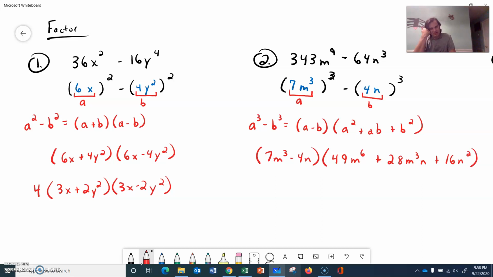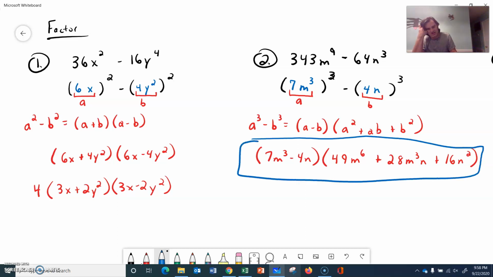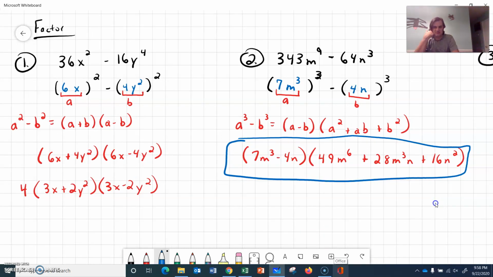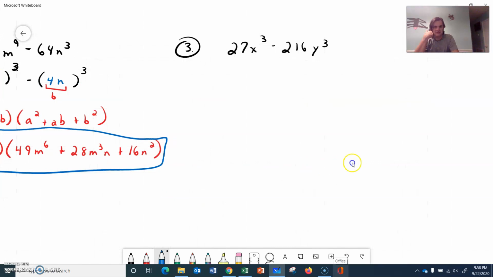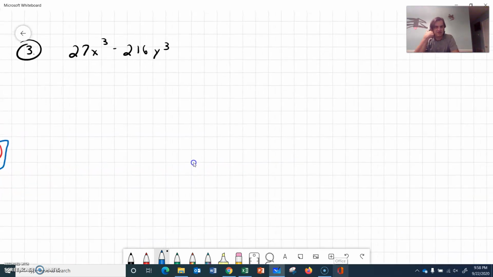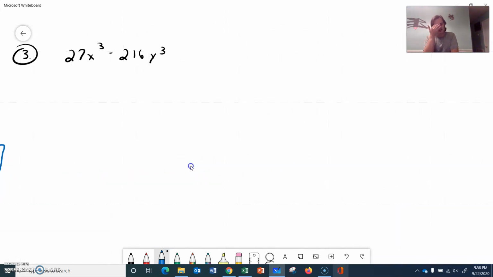And while that's fairly lengthy, you could go back and use the distributive property on this, multiply everything out, and some like terms should cancel out and give you exactly what you want. Okay, one more example here. Let's see here. 27x cubed minus 216y cubed. Once again, these are cubes.